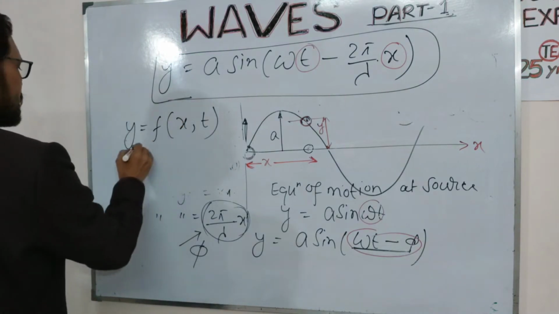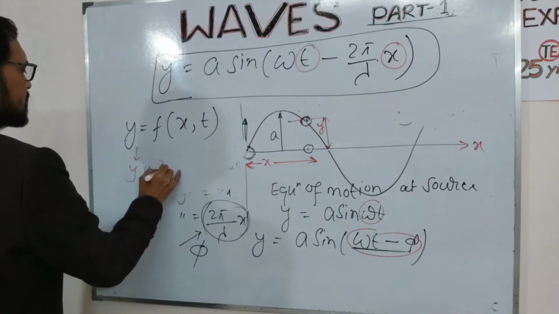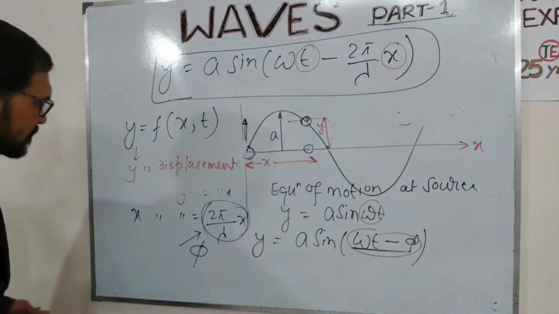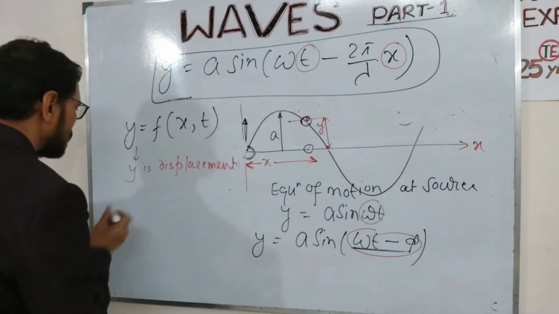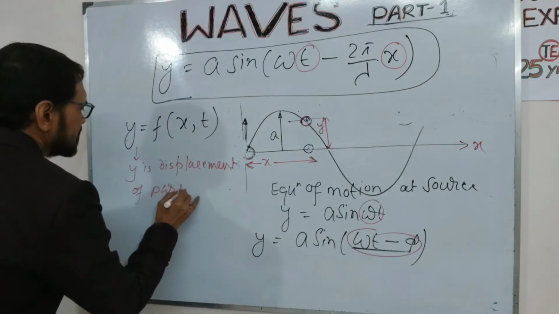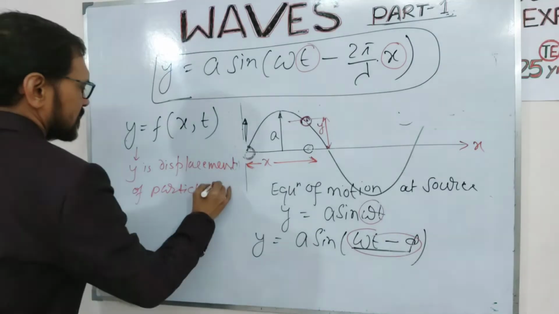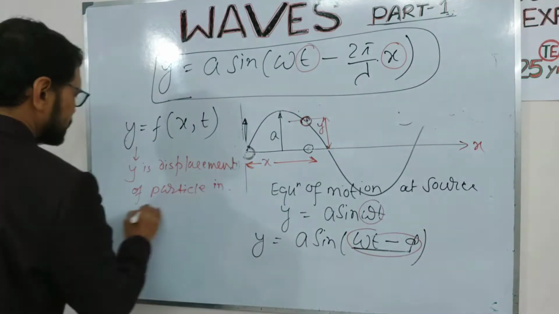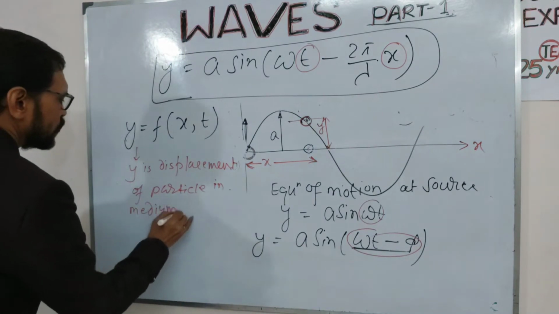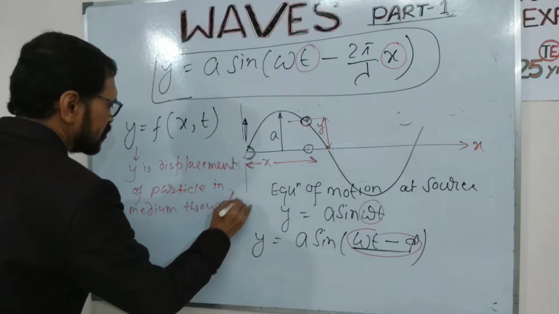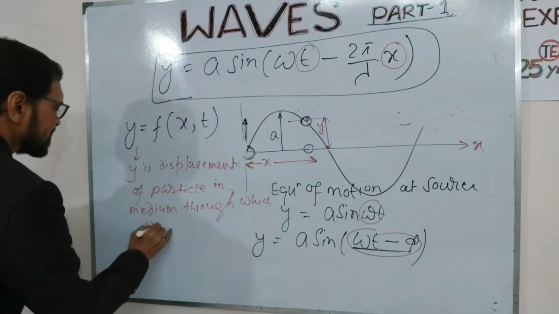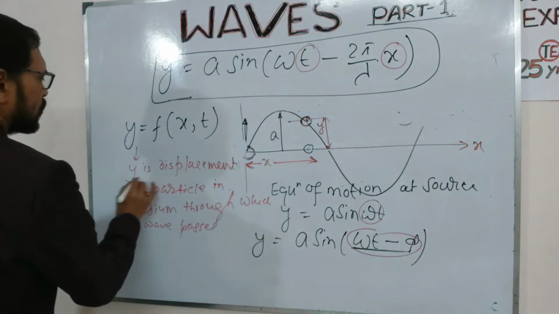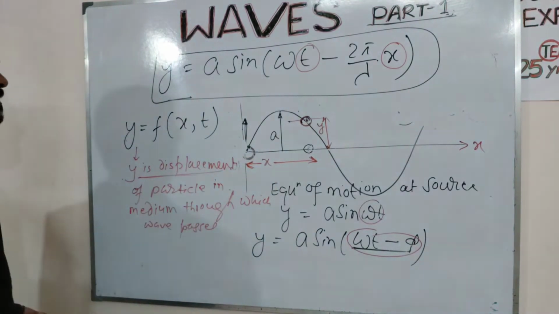Now y, what is y? y is the displacement of a particle. y is the displacement of a particle under SHM, a particle in the medium through which the wave passes. Displacement of the particle from the mean position. We always take the displacement from the mean position.